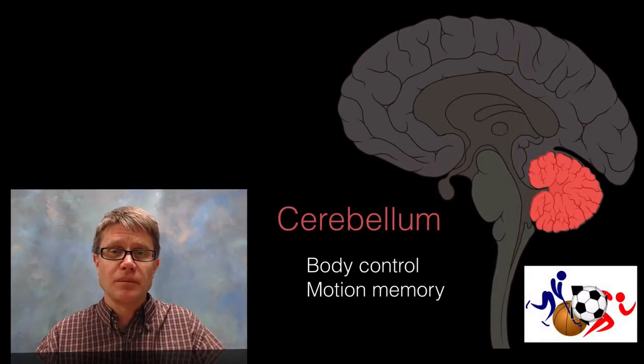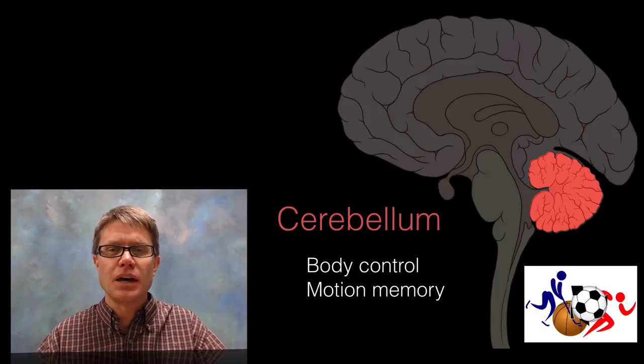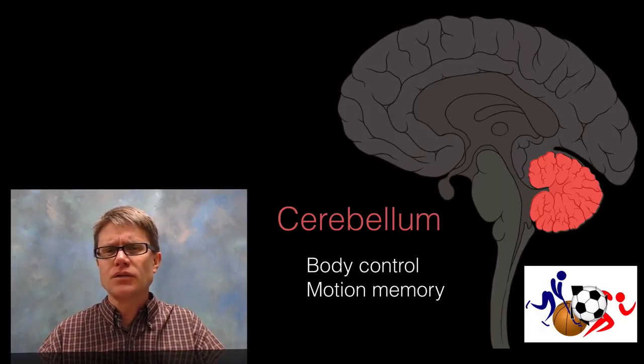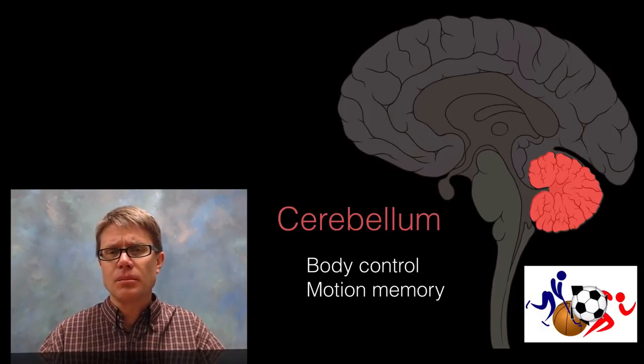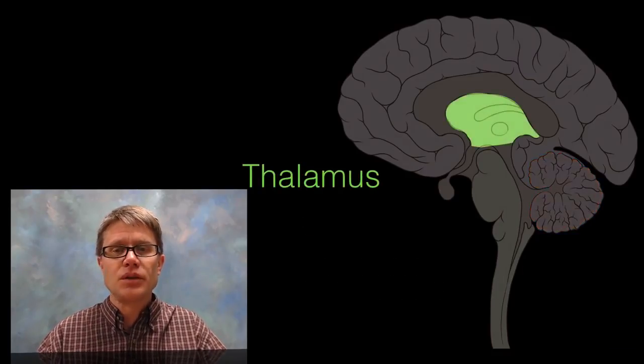What's behind that? We have the cerebellum. The function of that is motor control. So as you do sports, for example, it's the cerebellum that's giving you that coordination. And it also gives you motor memory. So as you learn to ride a bicycle and you remember how to ride a bicycle, that's going to be thanks to your cerebellum.